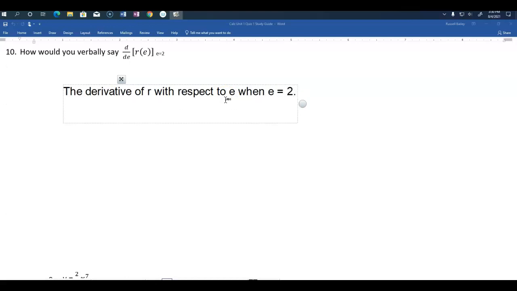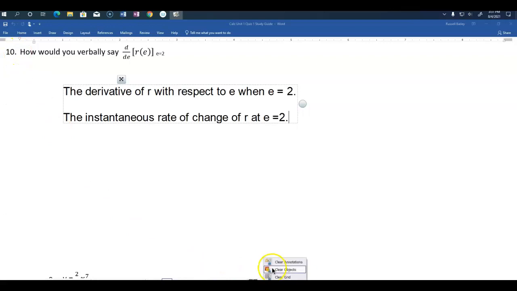Okay? Now, when they actually give you a number to plug in here, your derivative gives you an instantaneous rate of change of that function. So another way that you could say this is you could say the instantaneous rate of change of R at E equals 2. Okay, so just instead of saying the derivative, you could say the instantaneous rate of change of R at E equals 2. So those are two different ways that you can say that one. All right, let's go ahead and move on to the next one here.